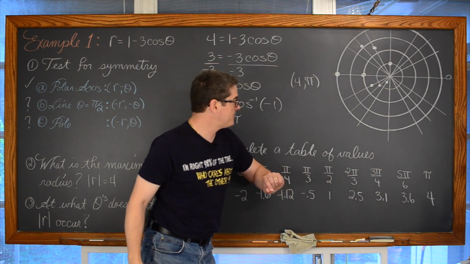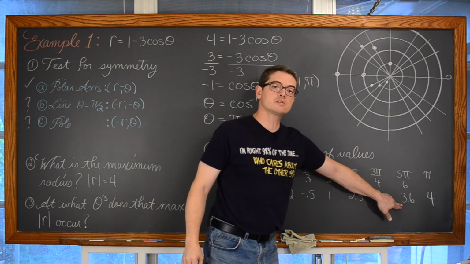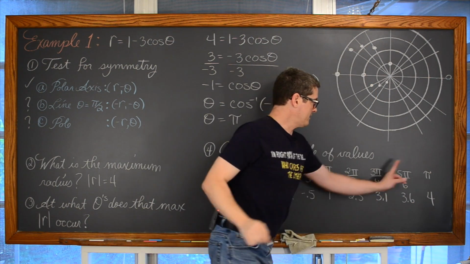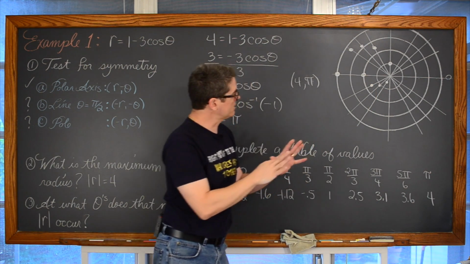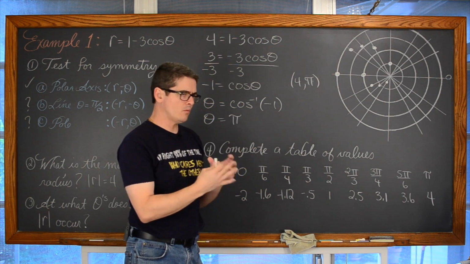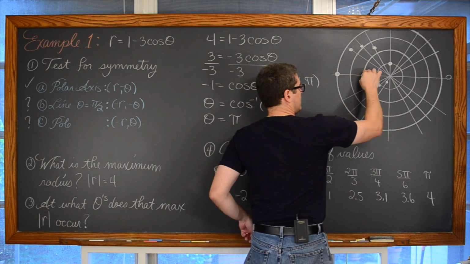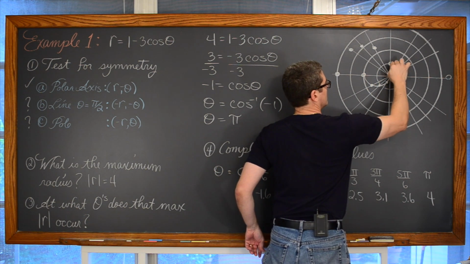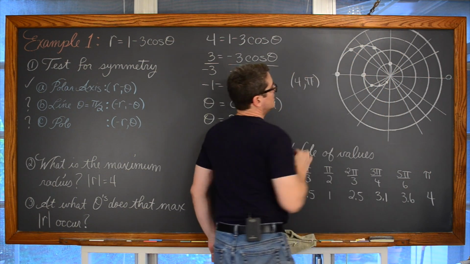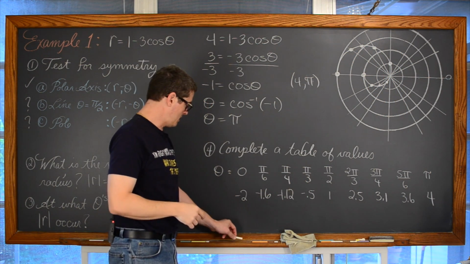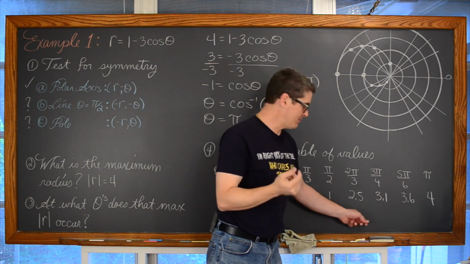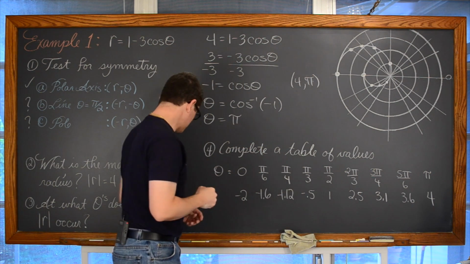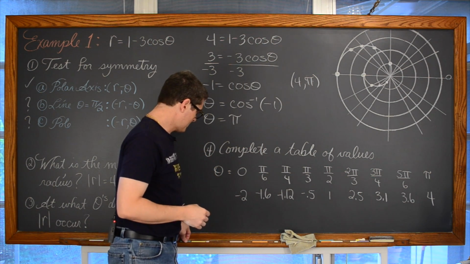And finally, at 5 pi over 6, we're a little bit past 3.5. So somewhere around there. And then at pi, we're at 4. So if you look at what we have plotted so far, 0 radians at -2, and then wrapping around, we have half of our cardioid, half of our limaçon, from just going between 0 and pi. And now remember, we had that relation, that symmetry to the polar axis.